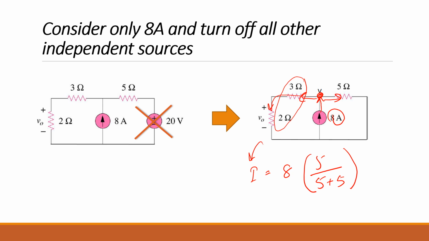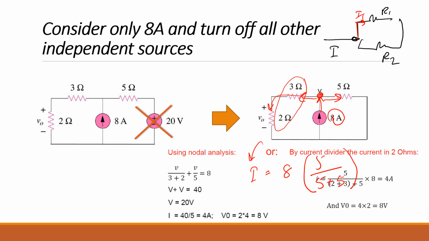So that week it says, current division rule says if a current is coming to a node and it is splitting between two resistors like this, R1 and R2, if you want to find the current going across R1, I1, it is equal to the total current times the opposite resistance R2 divided by R1 plus R2. That we call the current division rule.